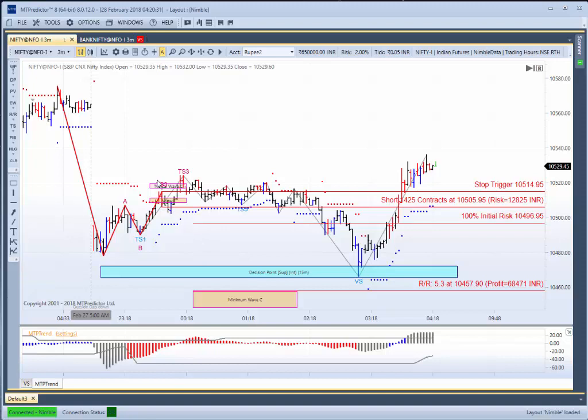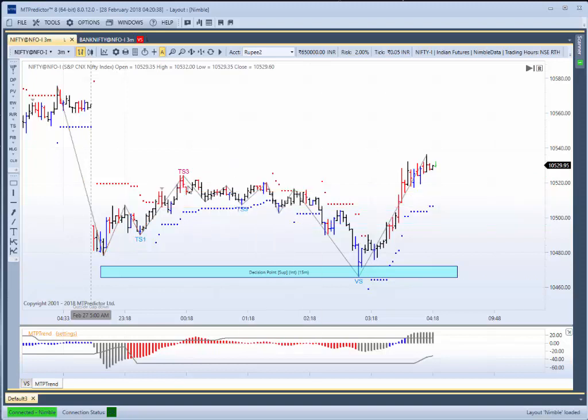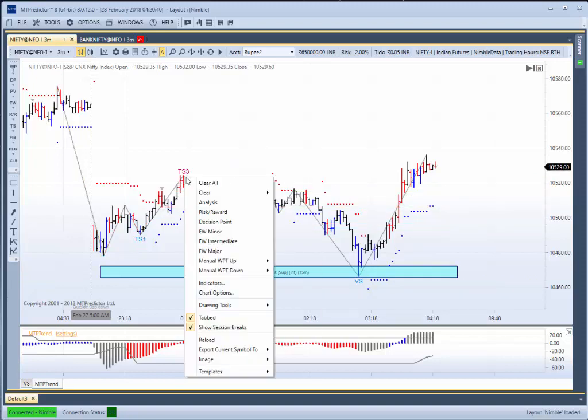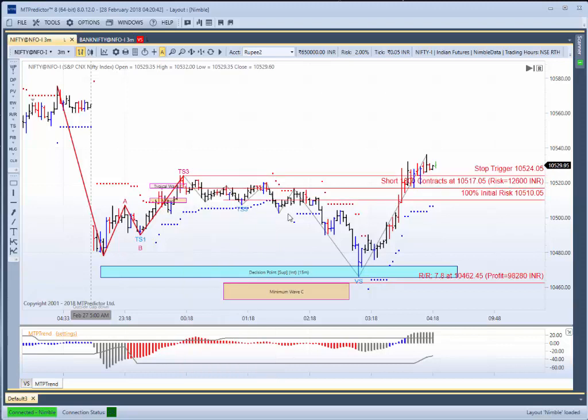So, but the more important thing is this would have been a losing trade, but it had been a 1R or 1 risk unit loss. If I clear everything off, there was another TS3 sell there. If I place the analysis on, that again would have got you short.